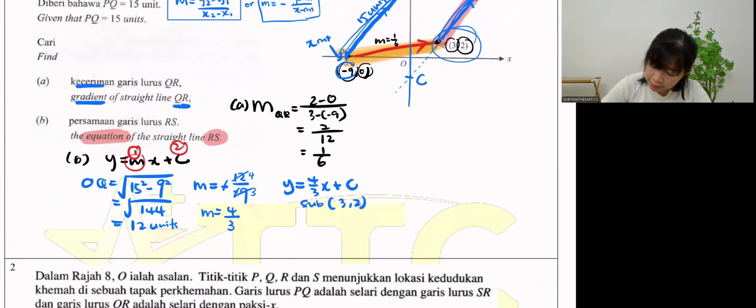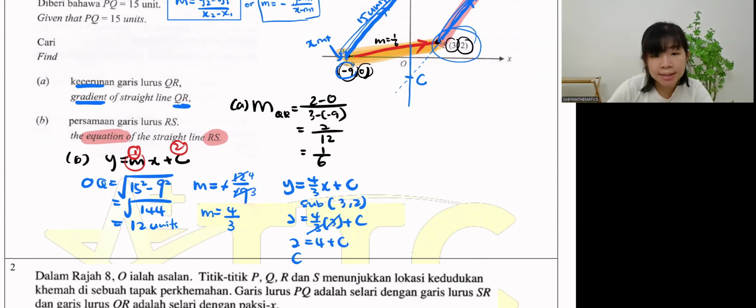Okay, y is 2. x is 3, plus c. So 2 equals 4 plus c. So at the end, c equals how much? Bring the 4 over. I want c. Bring the 4 over, becomes 2 minus 4. So c equals -2.